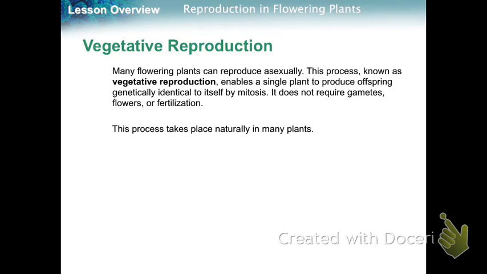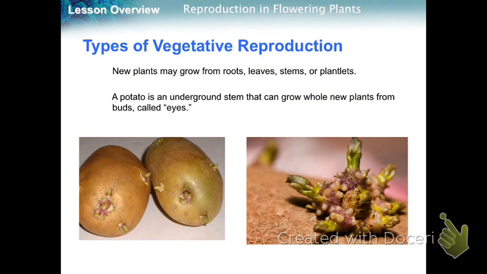Here's another form of reproduction. Some flowering plants can reproduce asexually. This is called vegetative reproduction. A single plant can produce offspring genetically identical to itself by mitosis. It's basically cloning. It does not require gametes, flowers, or fertilization. New plants can grow from roots, leaves, stems, or plantlets, baby plants.